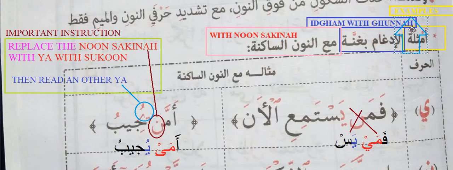Amthila means examples. Idgham bi ghunnah means idgham with ghunnah. Noon sakina means noon with sukoon. Here is an important instruction: replace the noon sakina. This noon sakina, what are we going to do with it? We will not pronounce it, but we will replace it with a ya, and that ya should have a sukoon, as I have written it here.